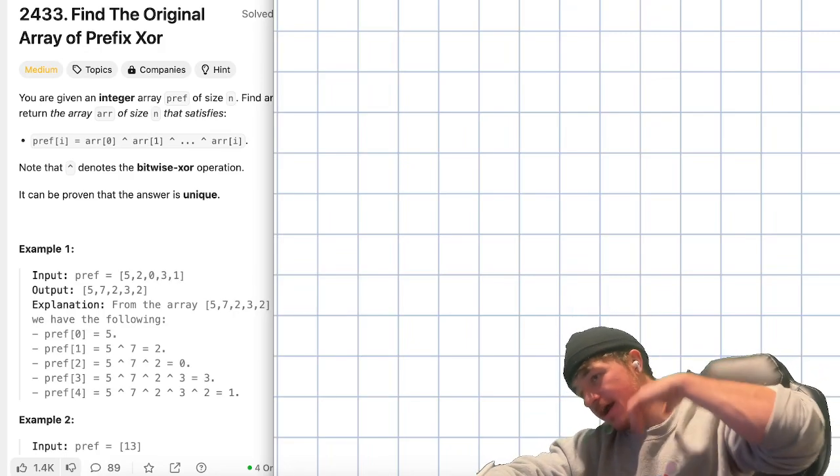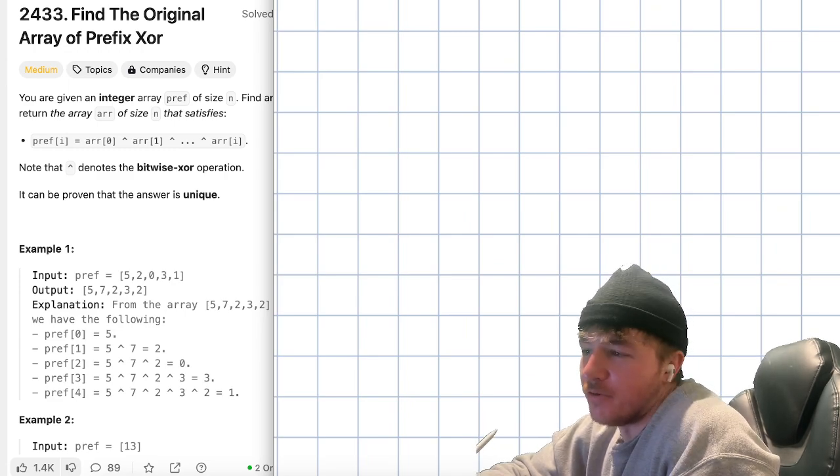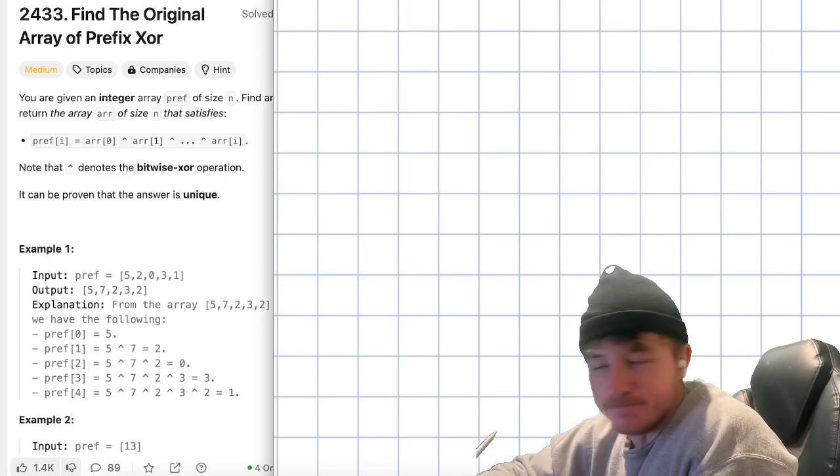All right, all right, all right. So I know what you're here for. This is 2433. Find the original array of prefix XOR.